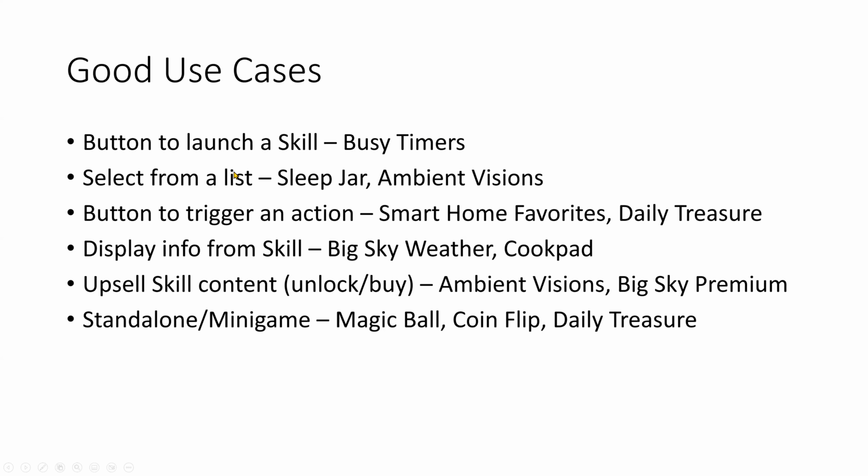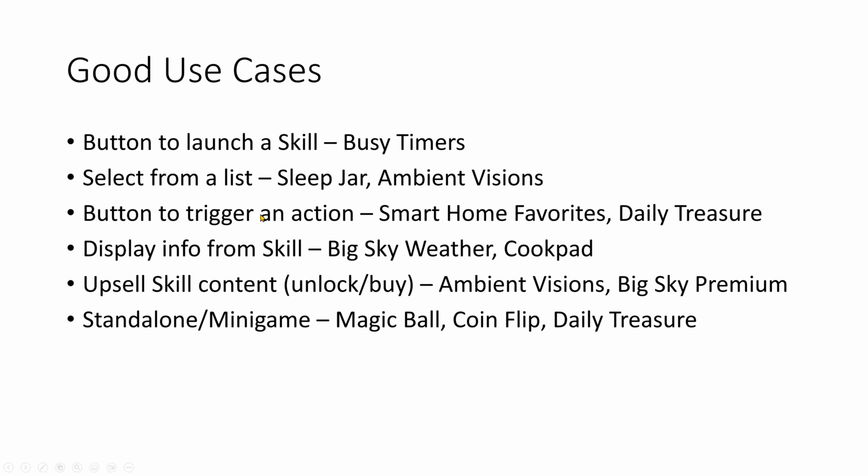Selecting from a list and then taking some action. Sleep Jar will show you some recent audio that you've listened to fall asleep. Ambient Visions will show you different categories of videos that you can show on your device, and then you can select which one and actually start the process. So that's a quick way to get to the content and not have to launch the skill.